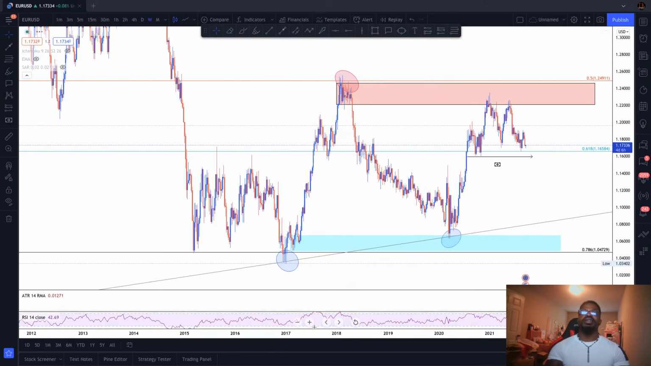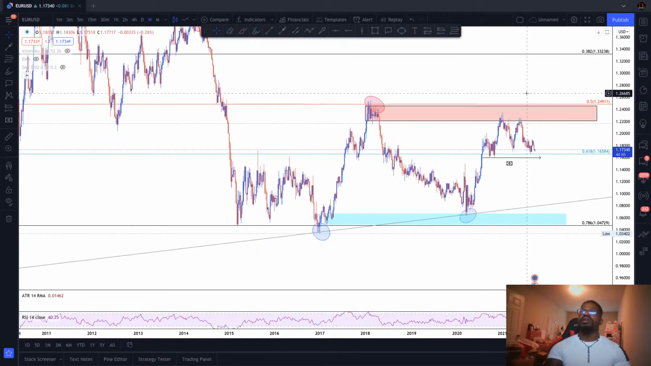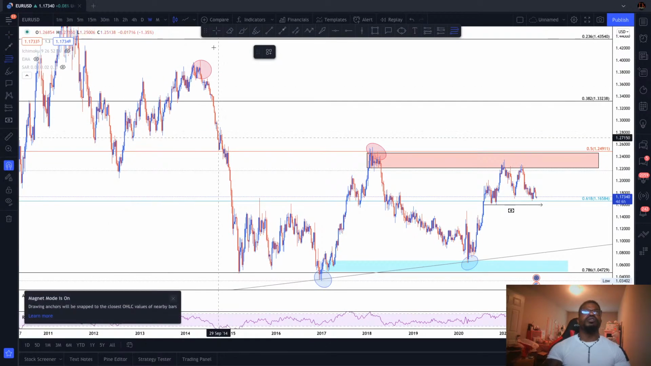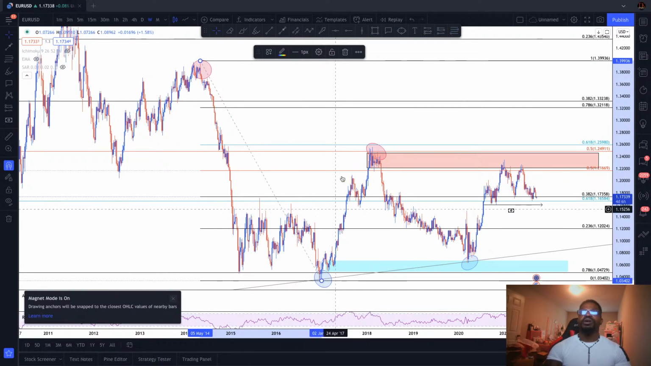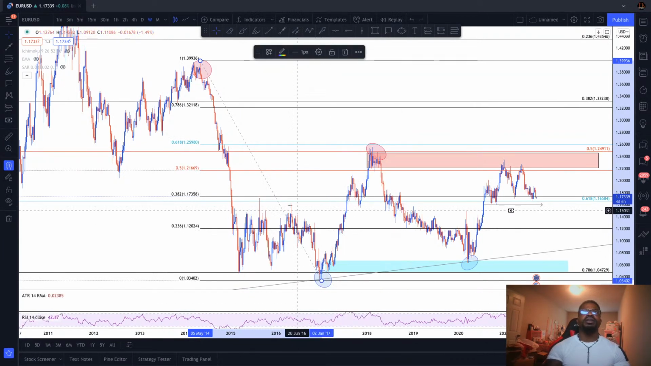So let me see. Now, let me see our macro fib. Let me use a fib from the swing high to swing low to see where it rejected. And I'll move this fib to the left so it won't be so crowded. Okay, again, we got a pullback to the 618. And now price is fighting to stay above the 382.